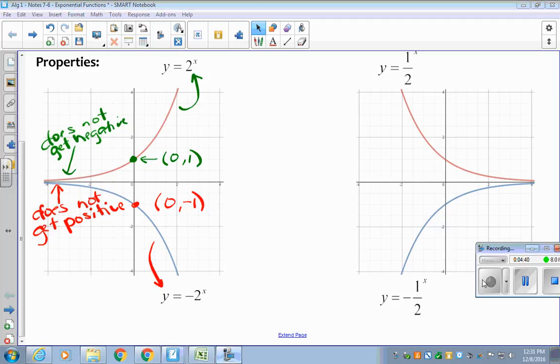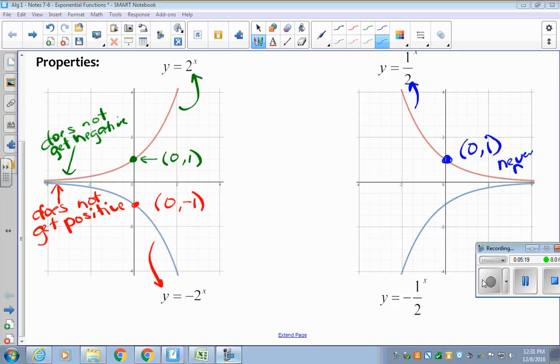Okay, so y equals 1/2 to the x power. Let's make a note of where the y-intercept is. Once again, it is here at 0, 1. So this line is here. As long as our base is positive, we are always going to have a positive range. It's never negative.